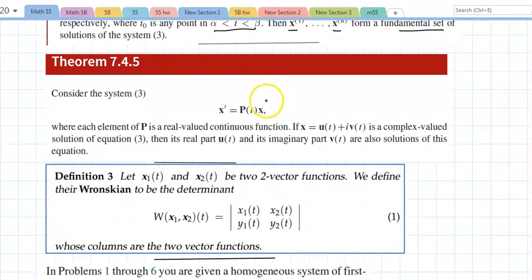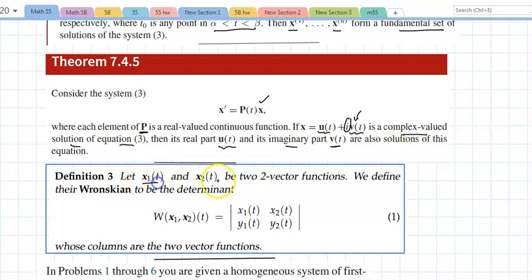So, back to the equation that I wrote up there. Consider system 3. If this matrix P is a real valued continuous function, and if x equals u of t plus i times v of t, those are vectors, is a complex valued solution of this equation, then its real part u of t and its complex part v of t, the part associated with i, are also solutions of this system.